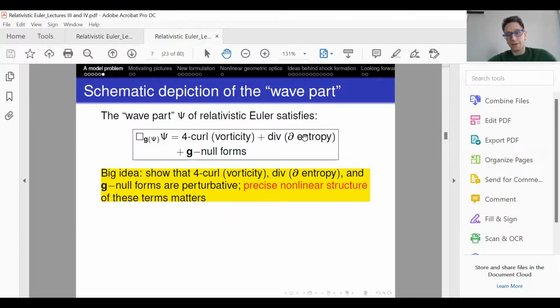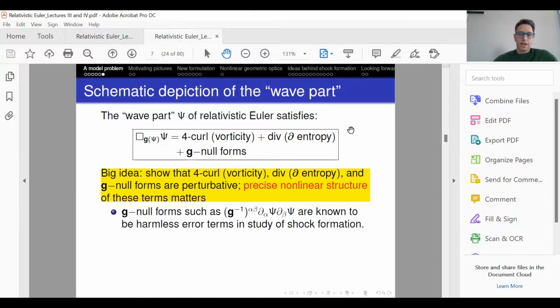The exact details are important. So these null forms, such as, here's an example of what I'm calling a G null form. Why do I call it a G null form? It's really important that in this null form, G inverse alpha beta d alpha psi d beta psi, this is really the fluid metric, the acoustical metric.